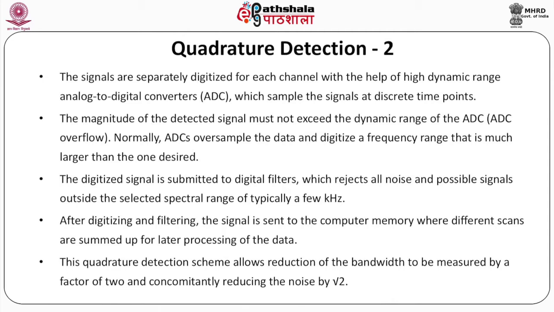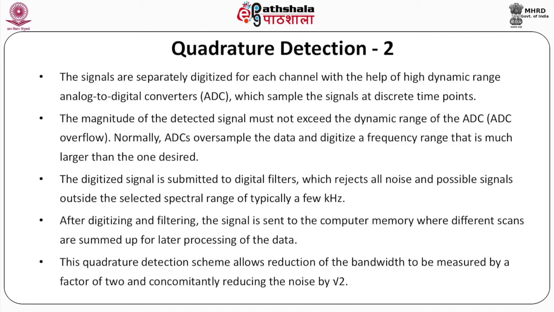Normally, ADCs oversample the data and digitize a frequency range that is much larger than the one desired. The digitized signal is submitted to digital filters, which reject all noise and possible signals outside the selected spectral range of typically a few kilohertz. After digitizing and filtering, the signal is sent to the computer memory, where different scans are summed up for later processing of the data.